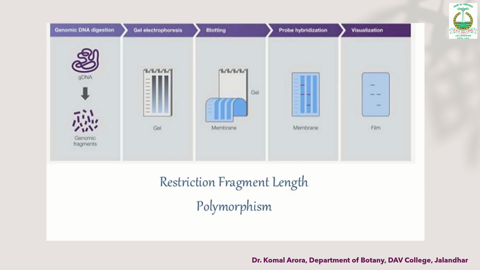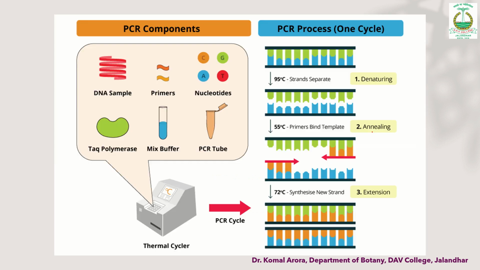This is restriction fragment length polymorphism, which means we need restriction enzymes for this. The DNA is chopped with the help of restriction enzymes so that fragments are generated. Then we run gel electrophoresis. Those fragments are transferred to a membrane, and that membrane is further treated with radioactive probes, and we obtain a banding pattern which is compared.